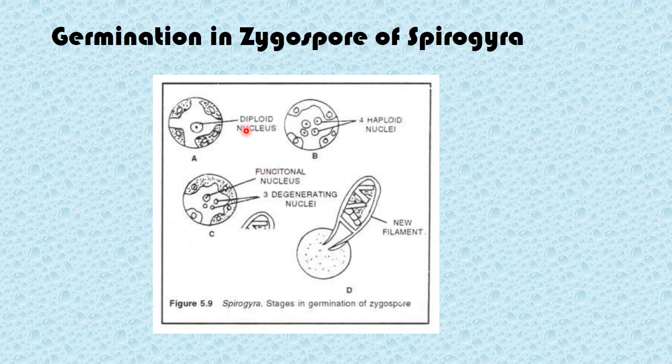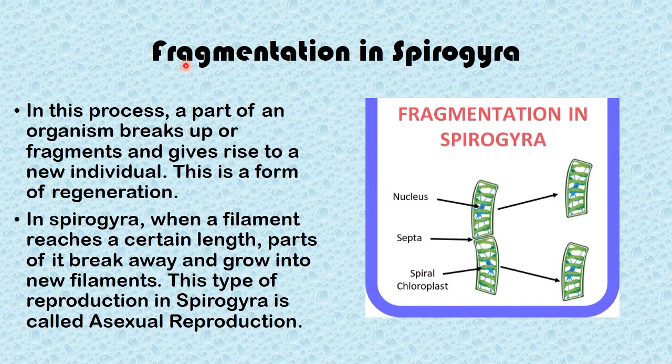Now once the cyst is formed, within the zygote you have a diploid nucleus which will divide to form haploid nuclei. Now 3 of the 4 nuclei will disintegrate, which will cause one of the nuclei to form a new filament which will come out of the zygospore once it bursts, and once the condition is favorable, a new filament will be formed that way, as you can see right here in the picture.